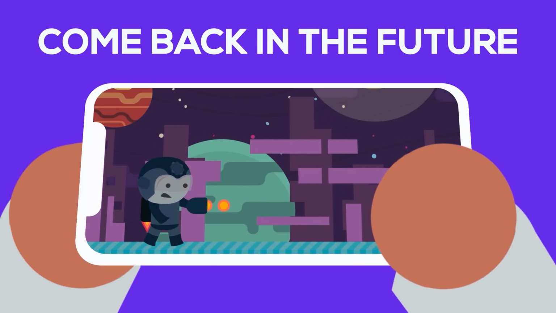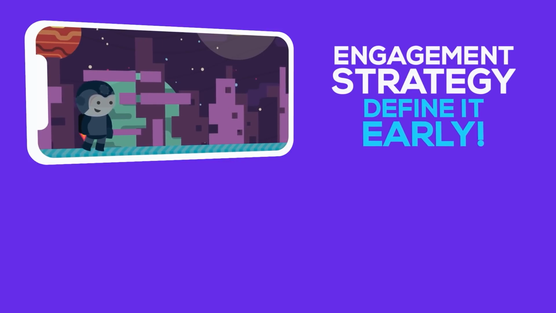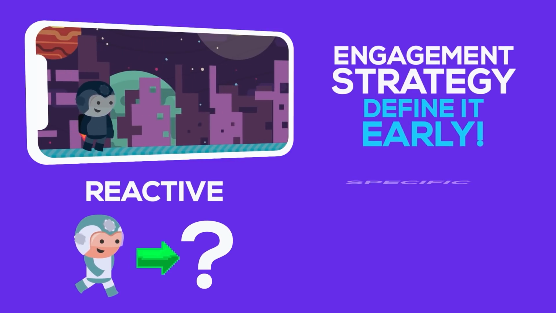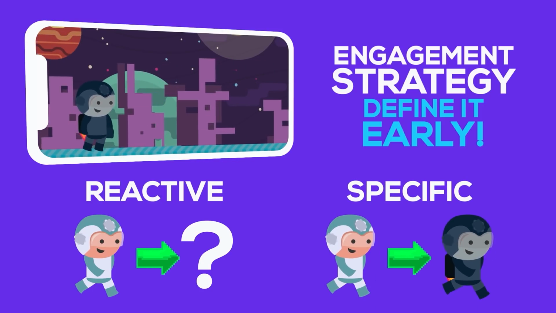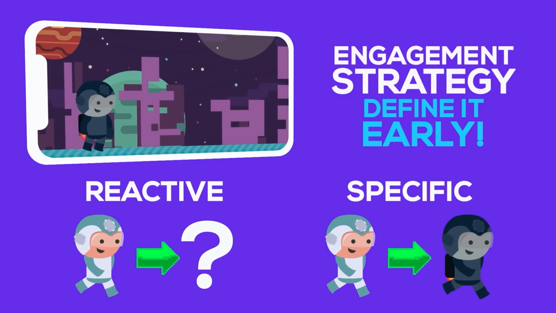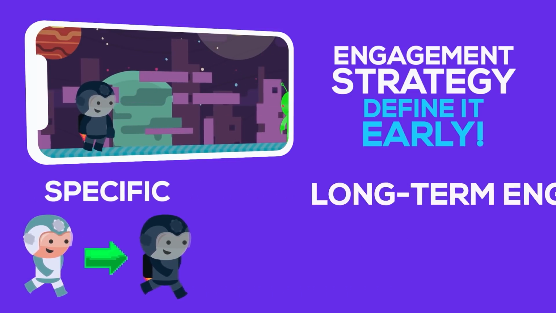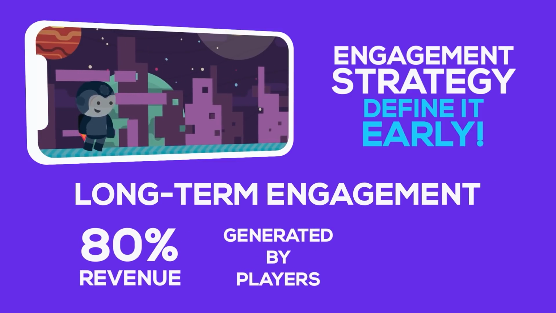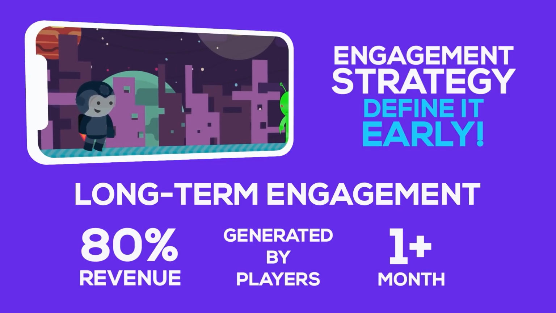How will your game keep players engaged? Your engagement strategy should be defined early in development. A reactive engagement strategy will never be as effective as designing your game with a specific engagement strategy in mind. This is very important, as long-term engagement is crucial for monetizing. Mobile titles that focus on long-term engagement see over 80% of their revenue generated by players who have been playing for more than a month.